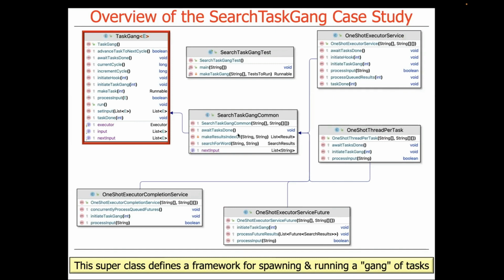The superclass, which is what we're going to talk about right after we give an overview of the test program, is part of a framework for spawning and running a so-called gang of tasks. Remember, gang in this context is not a pejorative term. It's like a group of friends or things who work together to do something, like the Over the Hill Gang example I used from the Washington football team back in the 70s and 80s.